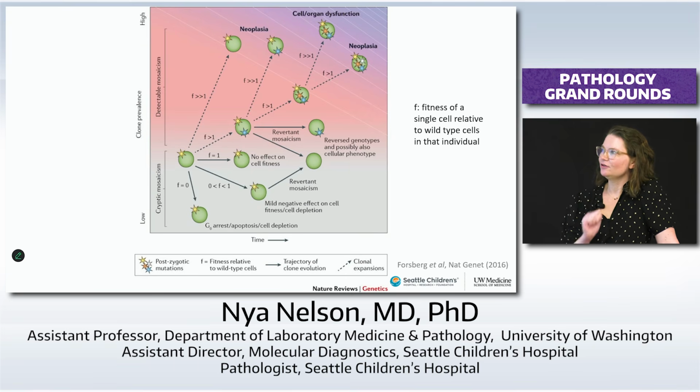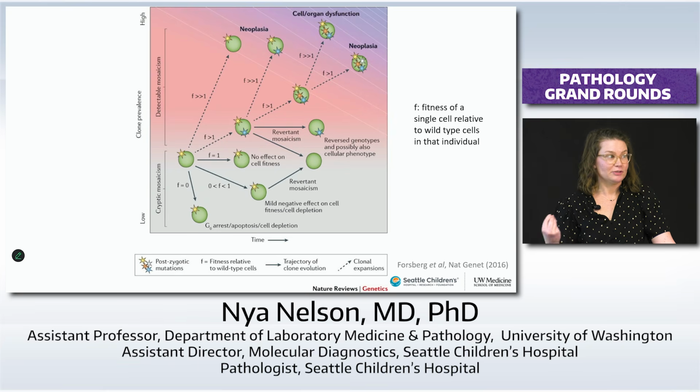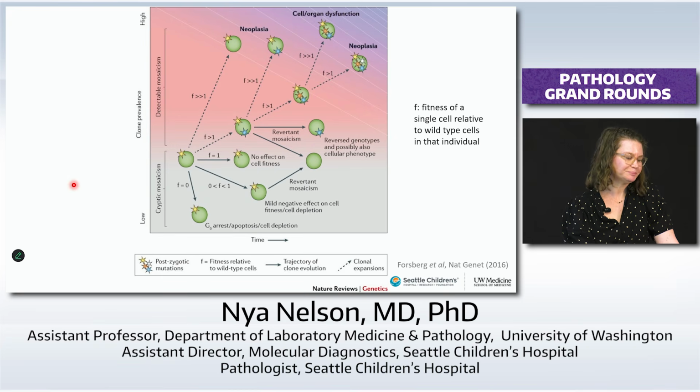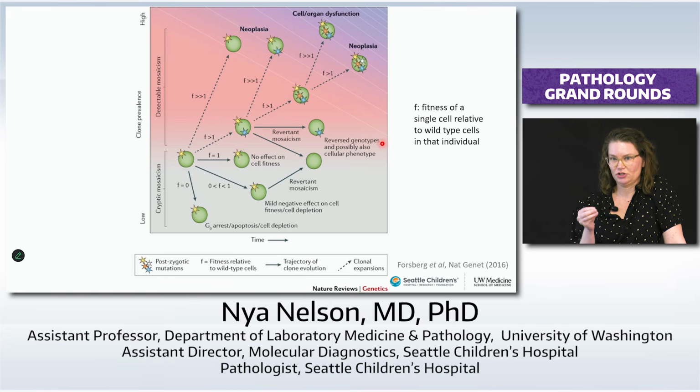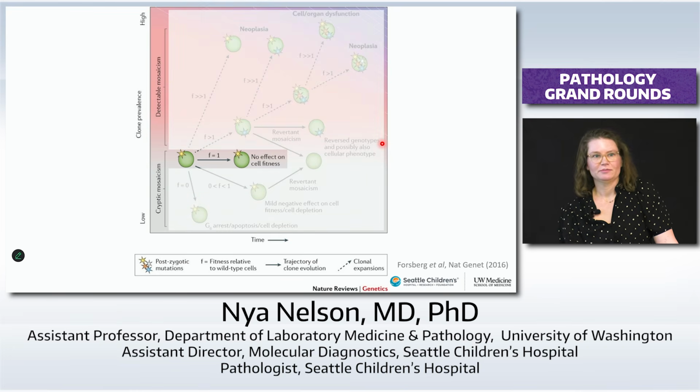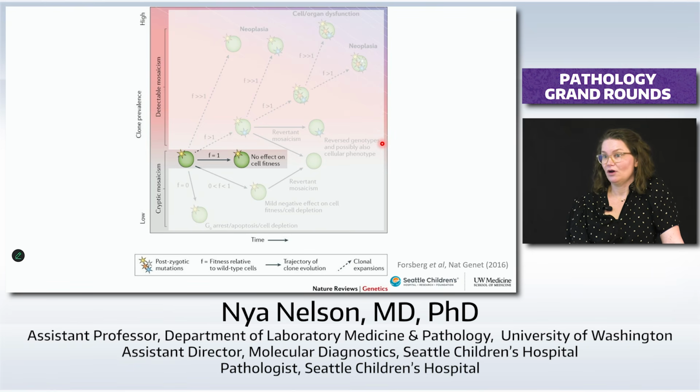Now this figure here is a little complex at first glance, but it depicts the different outcomes that you can get from a mosaic variant when it occurs in an adult. Let me get my laser pointer going here. The y-axis here is the clone prevalence, and the x-axis is time. You'll see this F, which is the fitness of a cell that carries that mutation in comparison to a wild-type cell. For example, just by chance, we would expect that most of these mosaic variants would occur within non-coding regions of the genome, and those would be expected to have no effect on cell fitness.